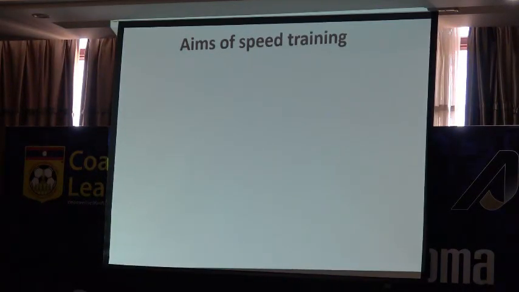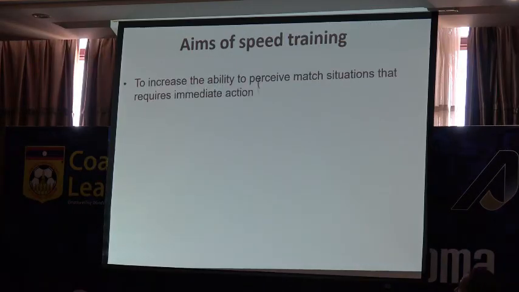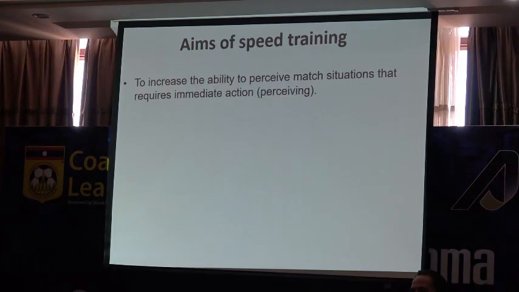So let's look at the aims for speed training. And this is number 1. To increase the ability to perceive match situations that require immediate action. So now we're talking about perceiving. So this is cognition.